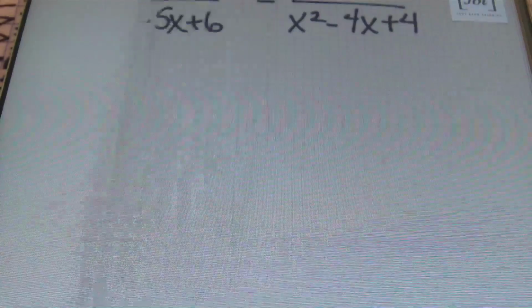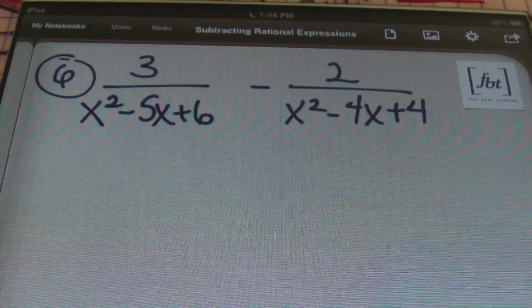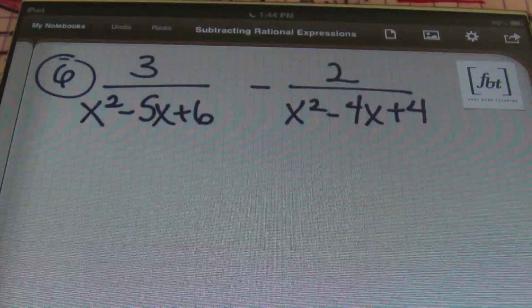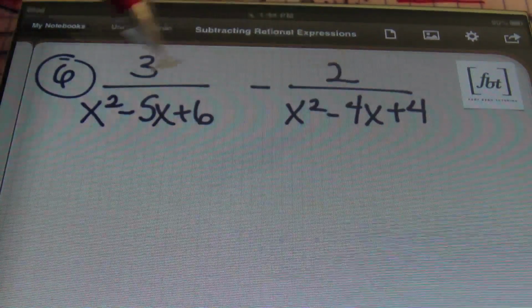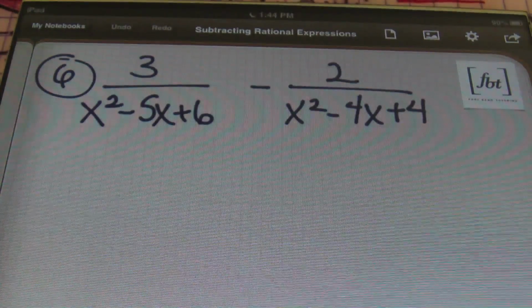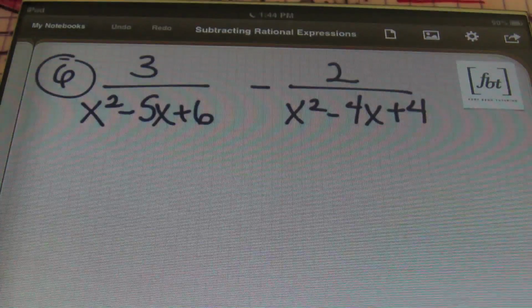All right. Let's check out the next problem. In problem number 6, I have 3 over x squared minus 5x plus 6 minus 2 over x squared minus 4x plus 4. The first thing you want to do is recognize that you do not have a common denominator. They're different. So you should go ahead and try to factor as much as possible in each denominator so we can notice the different factors that we're dealing with.